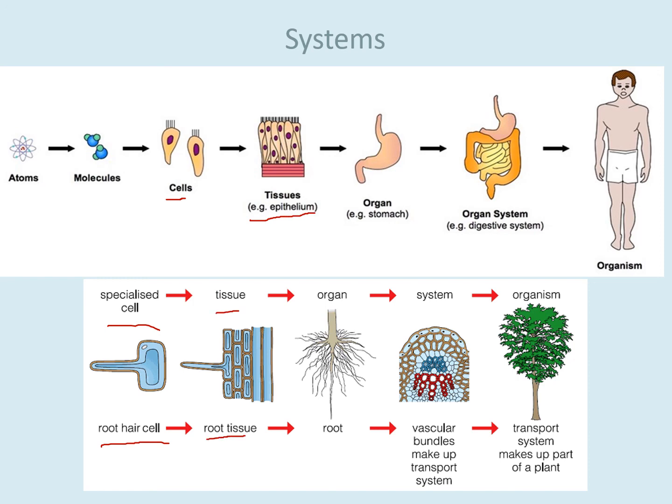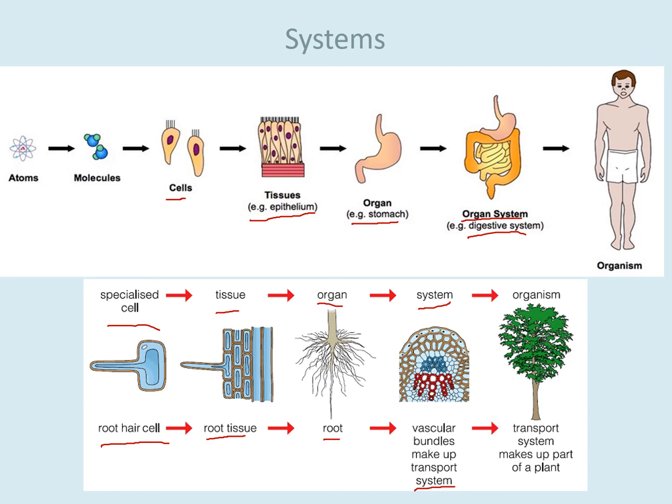And then our tissues group together to perform a specific function which make an organ. So in here we've got the stomach, and down here we have got the root. And then a group of organs and tissues together make up a system. So here we've got our organ system, which is our digestive system, and down here we have our vascular bundle, which make up our transport system.